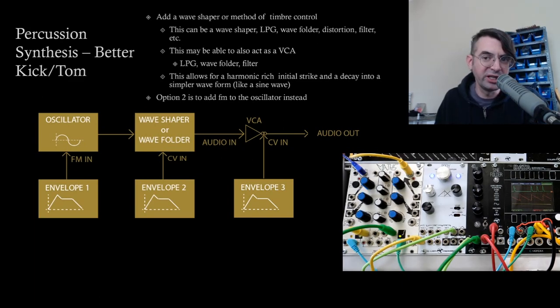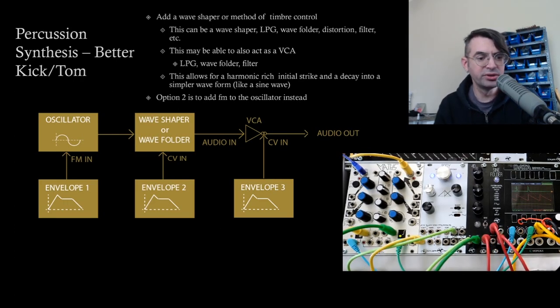So when you hit a real drum, usually at the beginning there's lots of harmonics which fade out over time. One way to simulate this is by adding a wave shaper, a wave folder, or a filter so that the timbre evolves over time. I'm going to use a wave folder to do this.